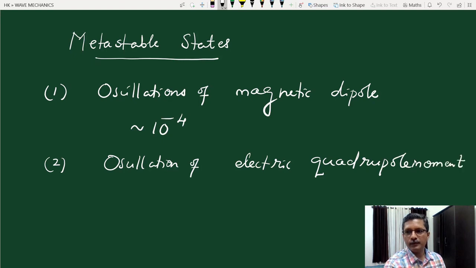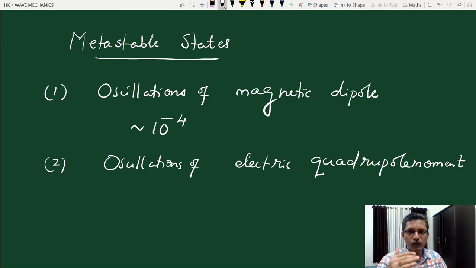Okay, I am not going to define what an electric quadrupole moment is. Oscillations of electric quadrupole moment can also result in radiative transitions, but this is even less efficient compared to oscillations of magnetic dipole. So this is even less efficient, and hence it is even slower. So these are two processes by which radiative transitions can occur other than oscillations of electric dipole: oscillations of magnetic dipole and oscillations of electric quadrupole moment.